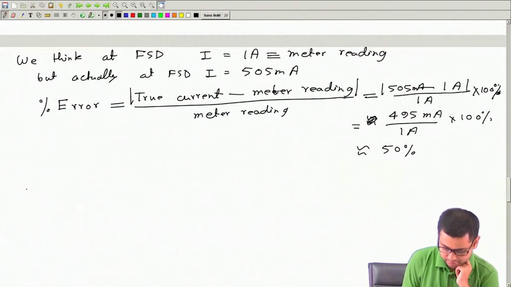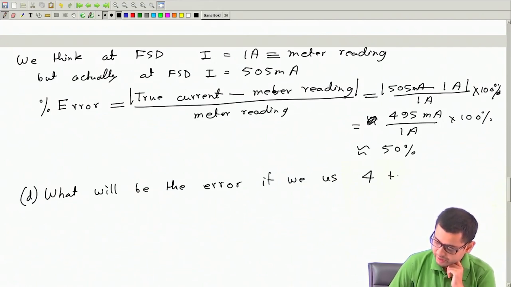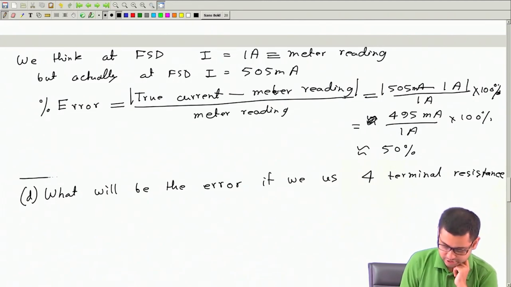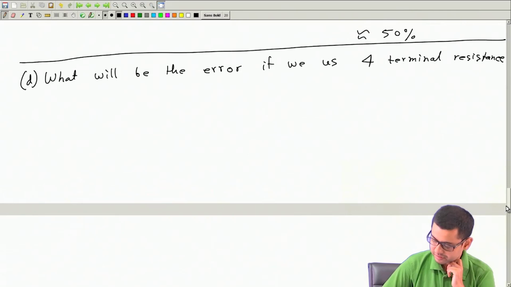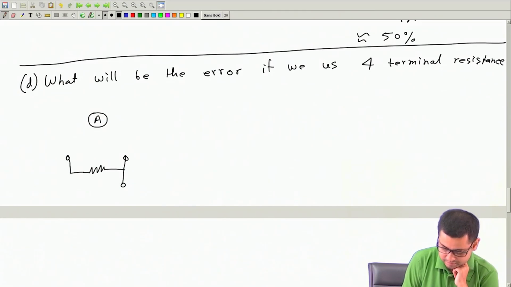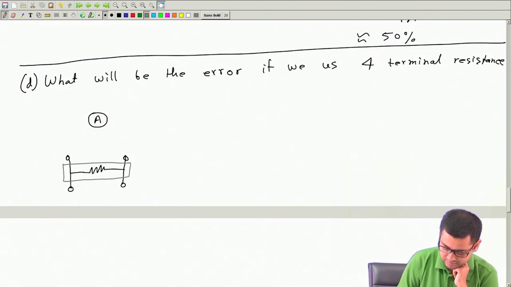Okay, now last part: what will be the error if we use a 4 terminal resistance? Okay, so this is the final part. Here we will now use a 4 terminal resistance. So this is my ammeter and I have a resistance which has 4 terminals. And this thing is in a box, and the 4 terminals are outside.